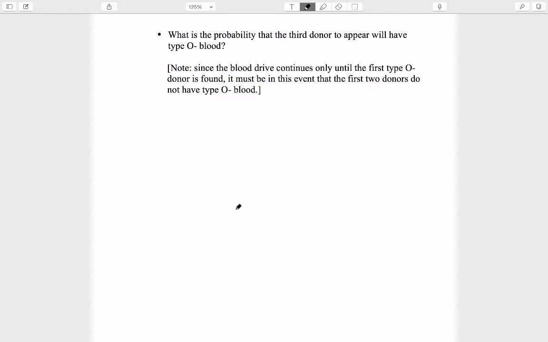So we're still doing some pure probability questions before we get to the expected value question. Our next probability question is, what is the probability that the third donor to appear will have type O negative blood? Now notice, we've set this up in such a way that the blood drive continues only until the first type O negative donor is found. Once they've found a type O negative donor, they can go home. That means that when we talk about this event, that the third donor to appear will have type O negative blood, that means that in this event, the first 2 donors do not have type O negative blood. If they did, we would never have gotten to the third donor.